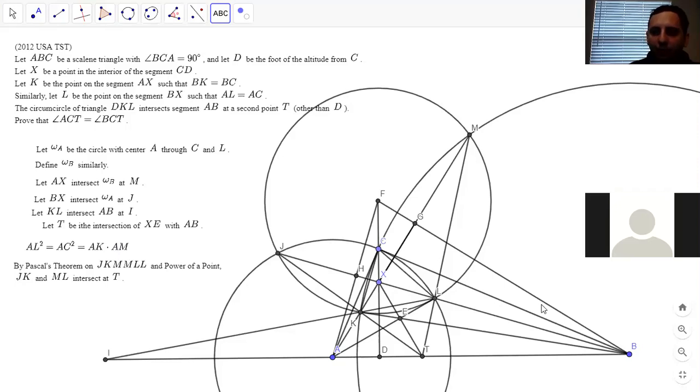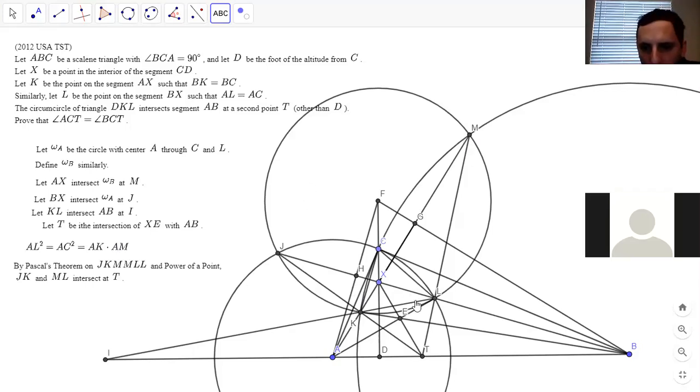So when we repeat a letter while using Pascal, it means it's like a hexagon, but where one side has length 0. Imagine a hexagon where you take two vertices and you squish them together so close that they're the same point. That's basically what we're doing.